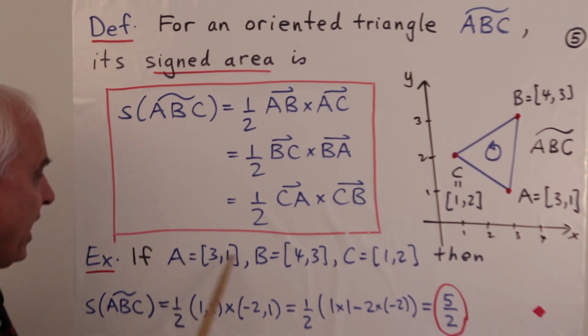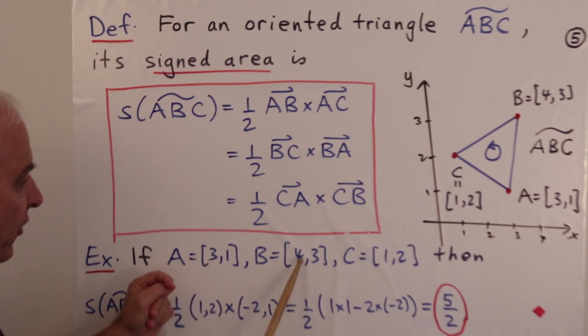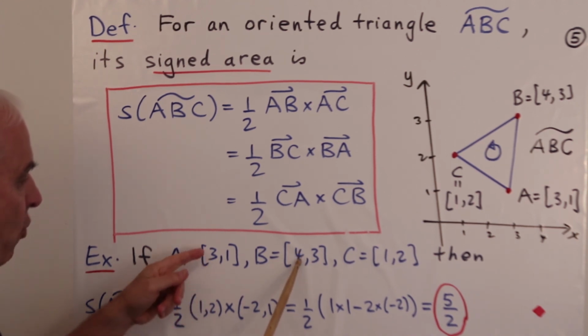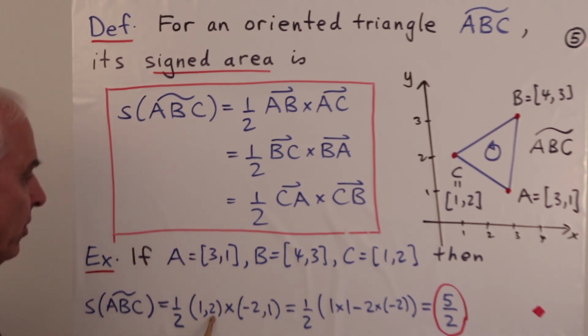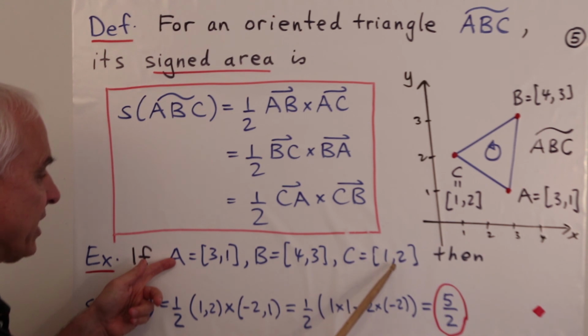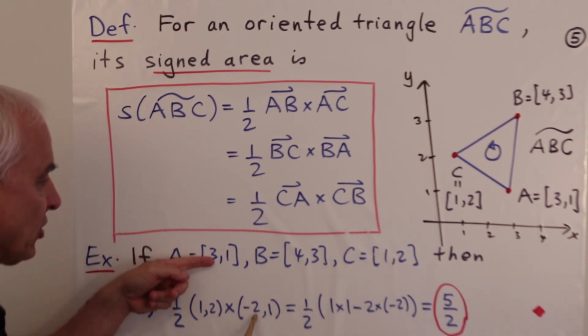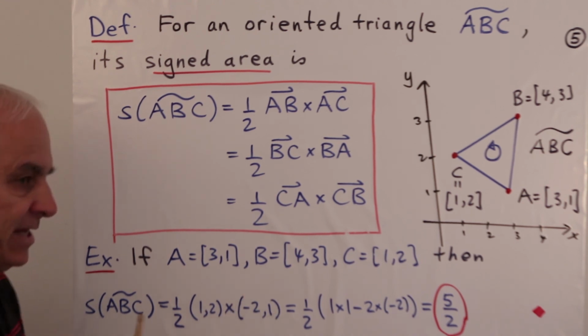So what's the vector AB? Well, it's going to be the difference in the coordinates here: final minus initial. 4 minus 3 is 1. 3 minus 1 is 2. So this is the vector AB. It's the vector 1, 2. And what about the vector AC? Well, again, final minus initial. 1 minus 3 is minus 2. 2 minus 1 is 1. So there's the vector AC.